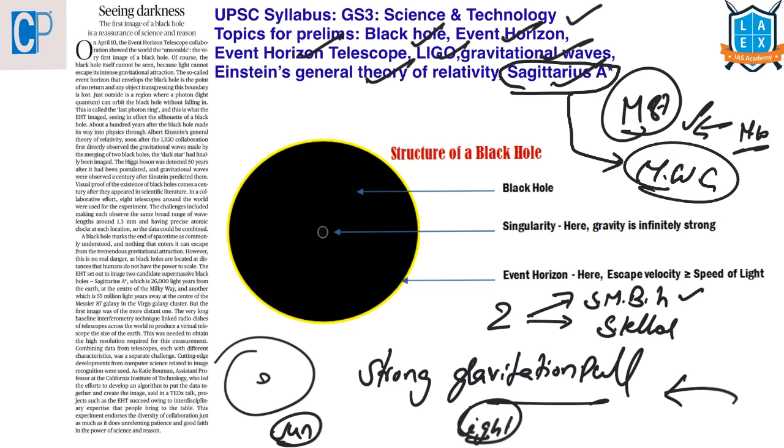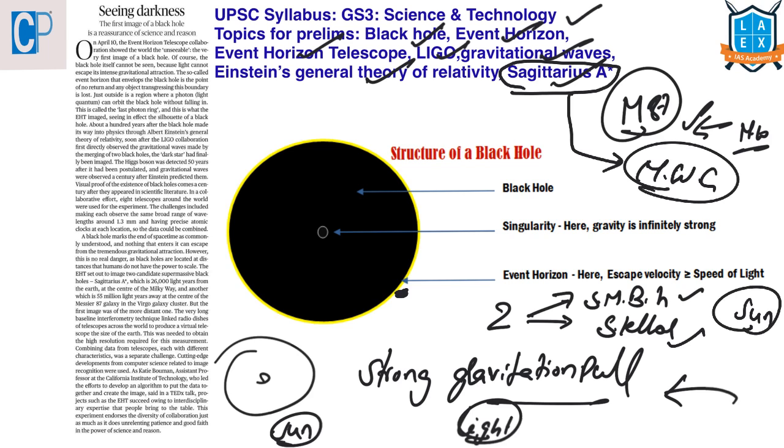The next thing is stellar black hole. These black holes will be formed by the collapse of a larger star. Even if this star is 3 to 4 times larger than the sun, and if that star collapses, then this type of stellar black hole will be formed. The next thing is event horizon. What is this event horizon? Here you can see the boundary at the edge of a black hole.